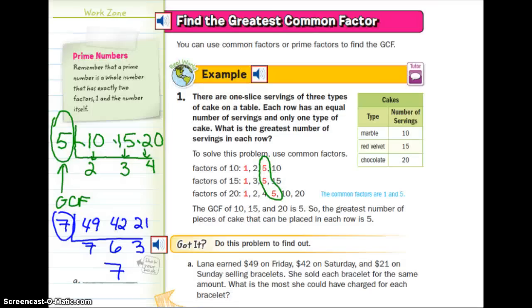Did you get 7? We know that 7 goes into 49 7 times. 7 goes into 42 6 times, and 7 goes into 21 3 times. When we look at the next level, we notice that 6 and 3 have something in common, but they don't have it in common with 7 because 7 is prime. So we know that the greatest common factor for these 3 numbers is 7.